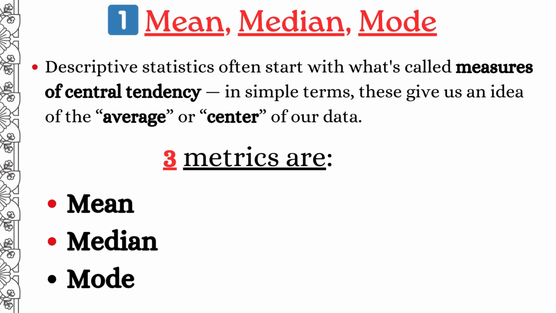1. Mean, median, mode. What are they? Descriptive statistics begin with measures of central tendency. They tell us about the center or typical value in a dataset. The three main metrics are mean, median, mode.